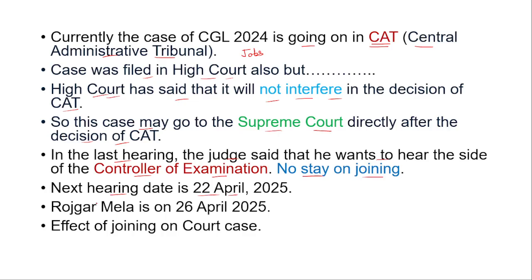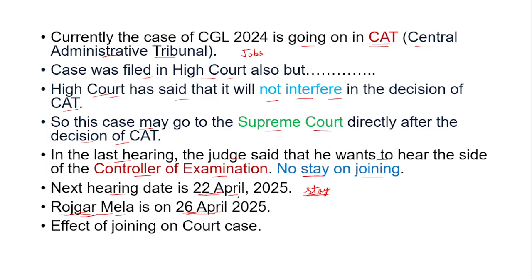And also there is Rozgar Mela on 26 April. Rozgar Mela is a program in which appointment is given. Right? So on 22 April, if there is no stay, then the departments related to the CGL 2024 whose DV has been conducted will issue the appointment letters on 26 April in the Rozgar Mela. But if the court puts a stay on the joining, then appointment letters will not be distributed.